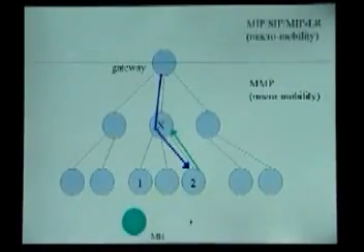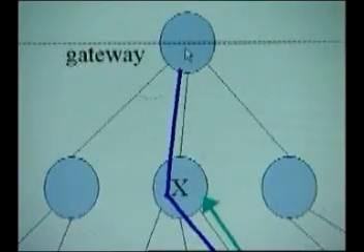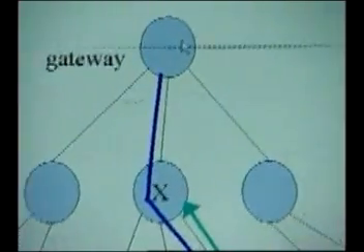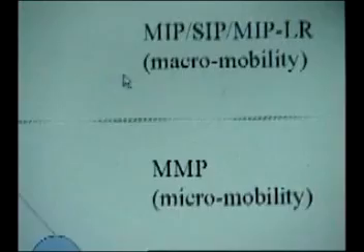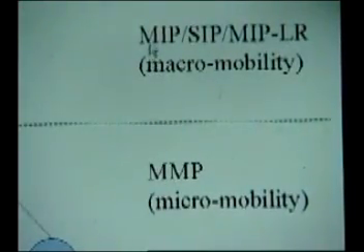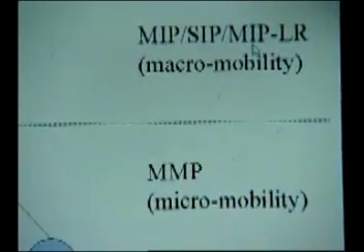Now let's look at how MMP handles the same mobility. Again, we have these gray nodes being part of an IP-based network. However, we now divide this network into micromobility zones, one of which is represented here, and then the rest of them are in this macromobility area. While MMP handles movement within the micromobility domains, movement across micromobility domains will be handled by regular macromobility protocols such as mobile IP, SIP, or mobile IP with location registers.